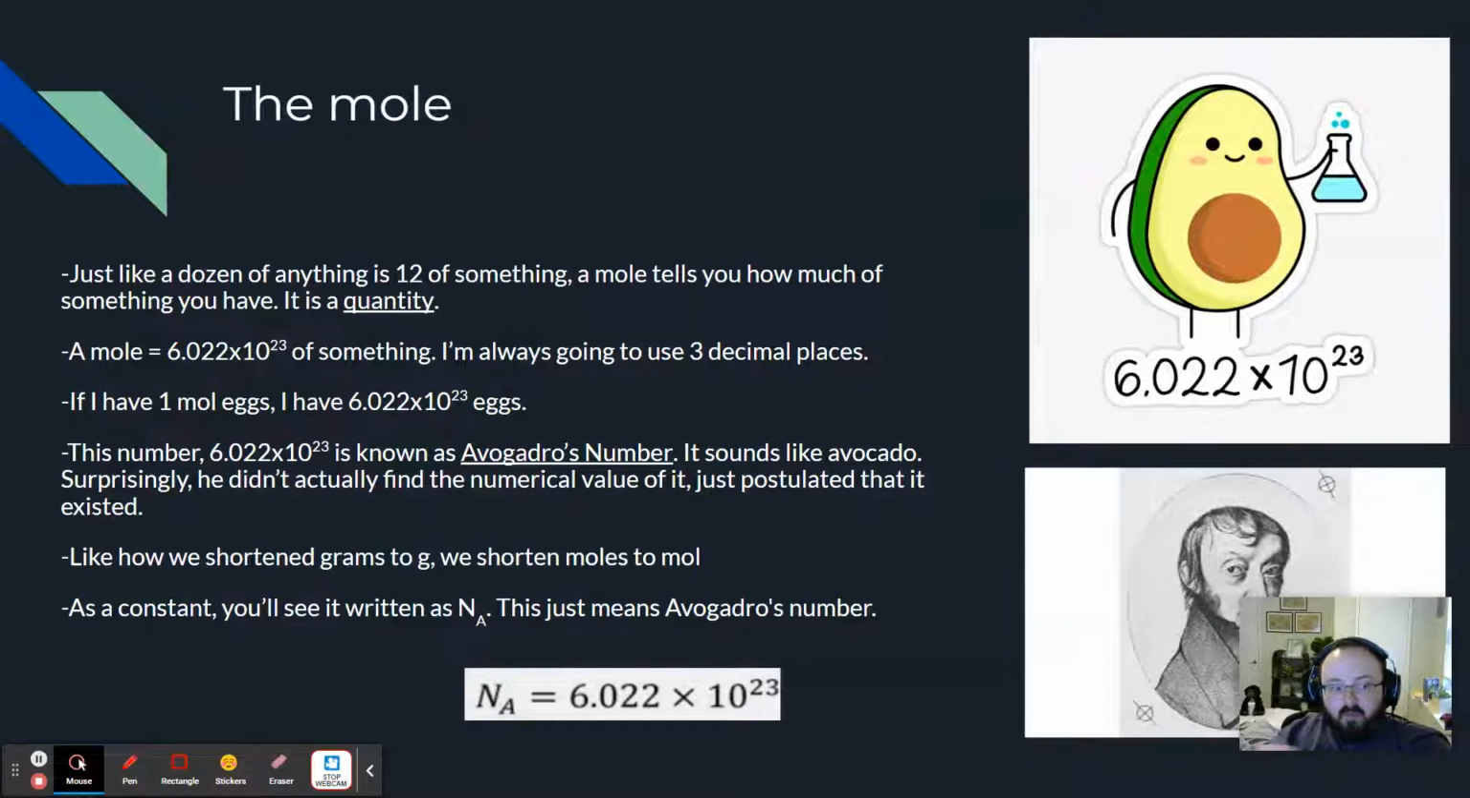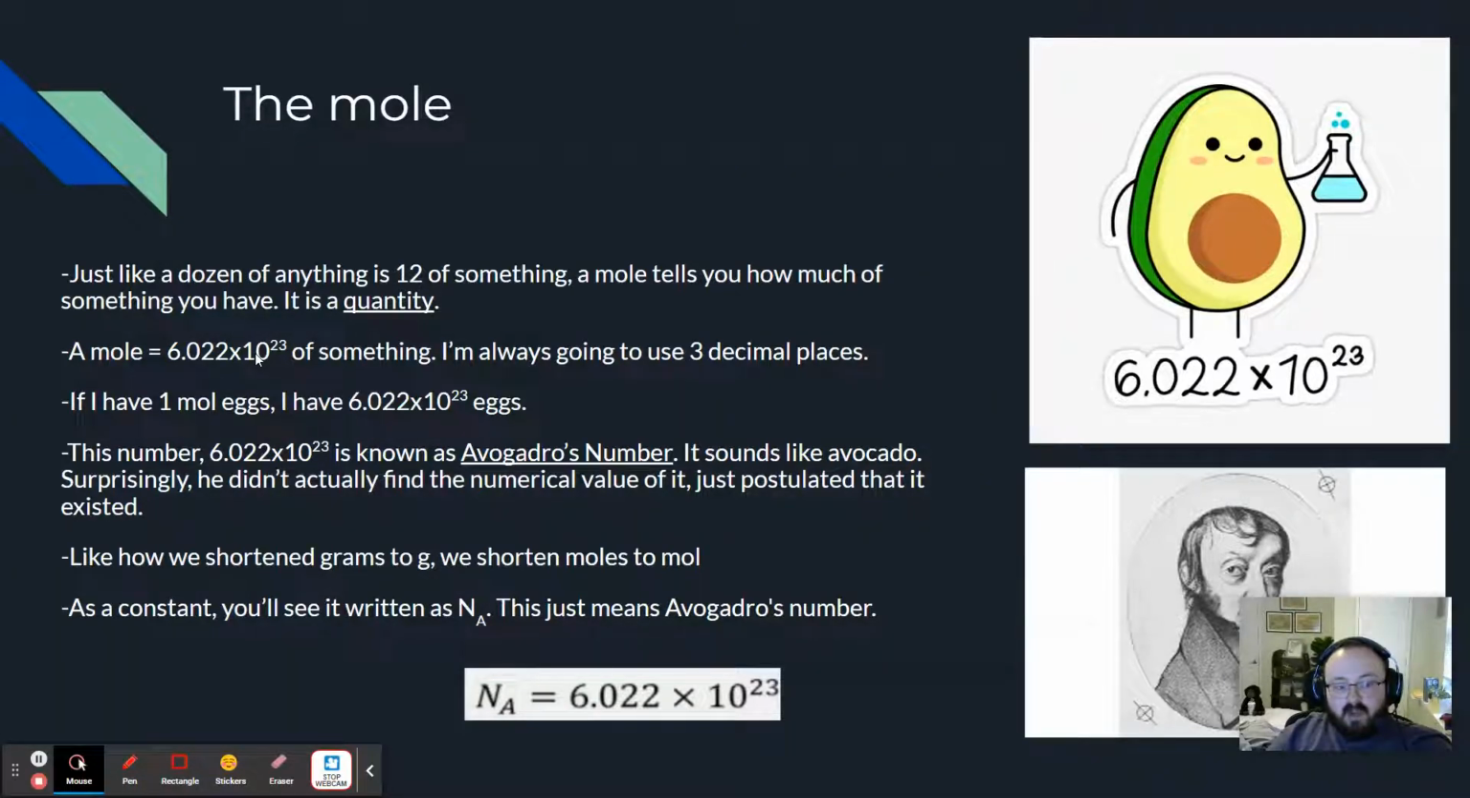If I say I have a mole of eggs, I have 6.022 times 10 to the 23rd of something. I'll probably use this number, 6.022 times 10 to the 23rd, with the 3 decimal places. This is an astonishingly large number. That would be a lot more eggs, probably more than there has ever existed.